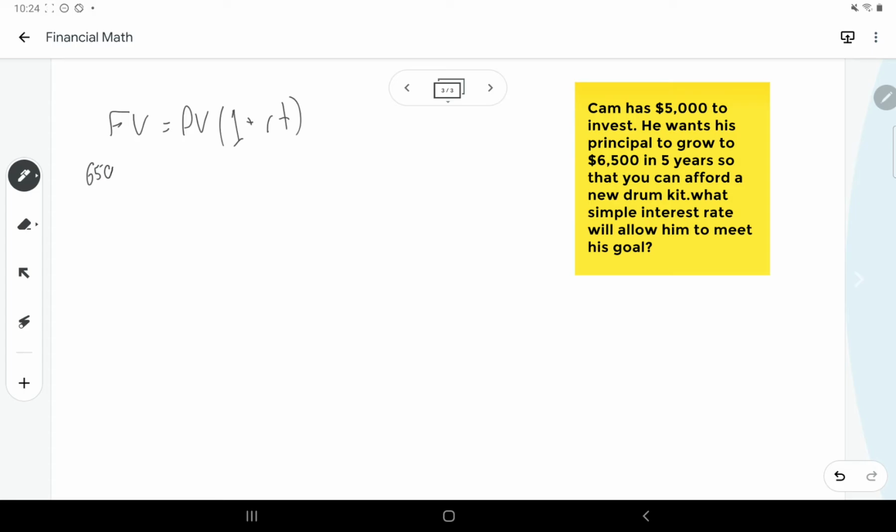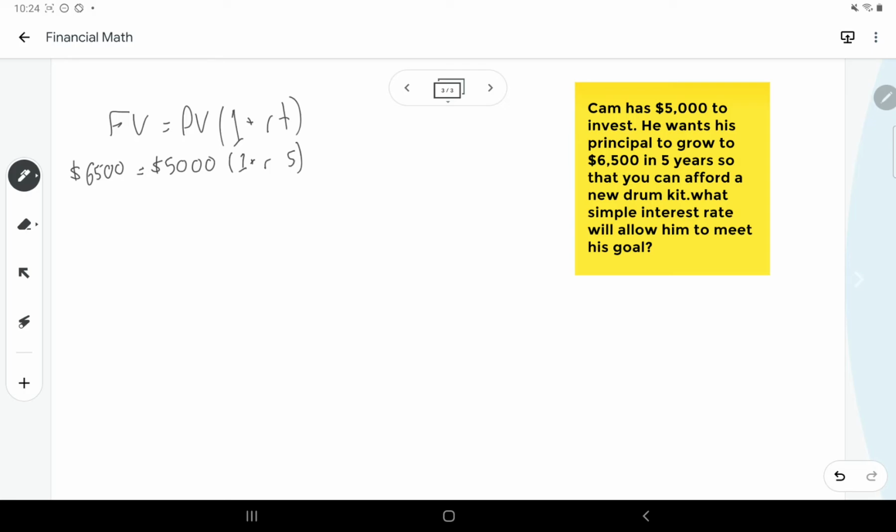So in that case, it's $6,500 since that's what he's saving for. And that'll equal the present value of $5,000. That's how much money he has right now. Okay, then we have 1 plus the rate, which is R, we don't know it, and the term, which is 5 years. Or rather, just 5 will be fine, because there's 5 periods in which the interest accumulates.